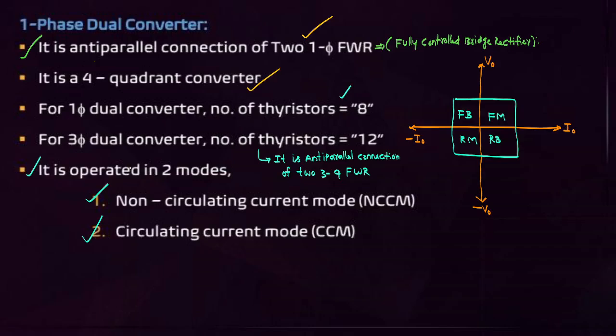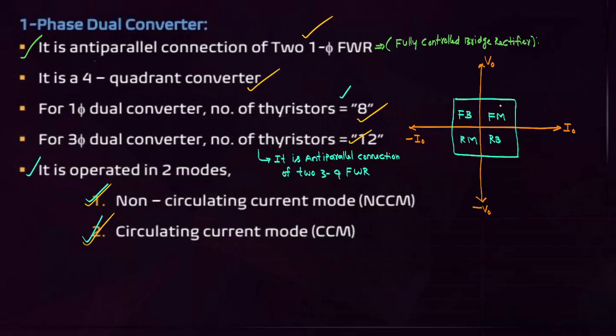It is a 4-quadrant converter. For a single phase dual converter, the number of thyristors equals 8. For a 3-phase dual converter, the number of thyristors equals 12. We know that a dual converter is operated in non-circulating current mode and circulating current mode. Then it is a 4-quadrant converter.